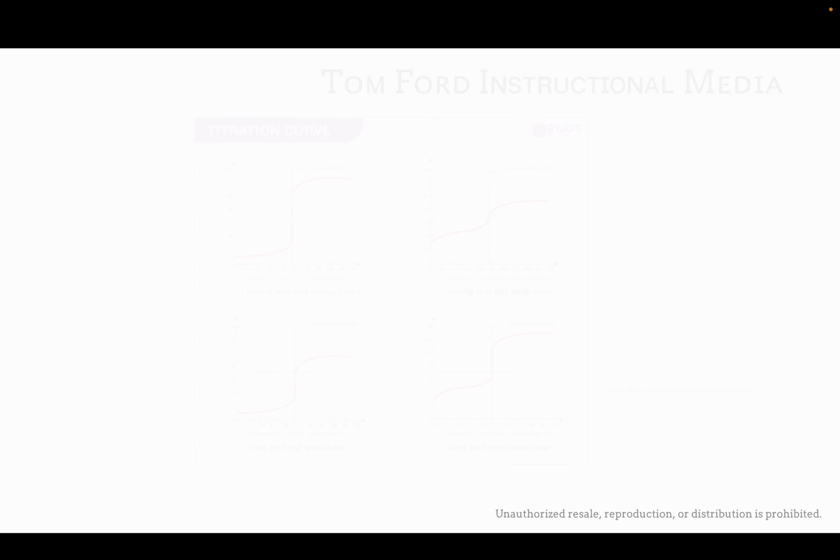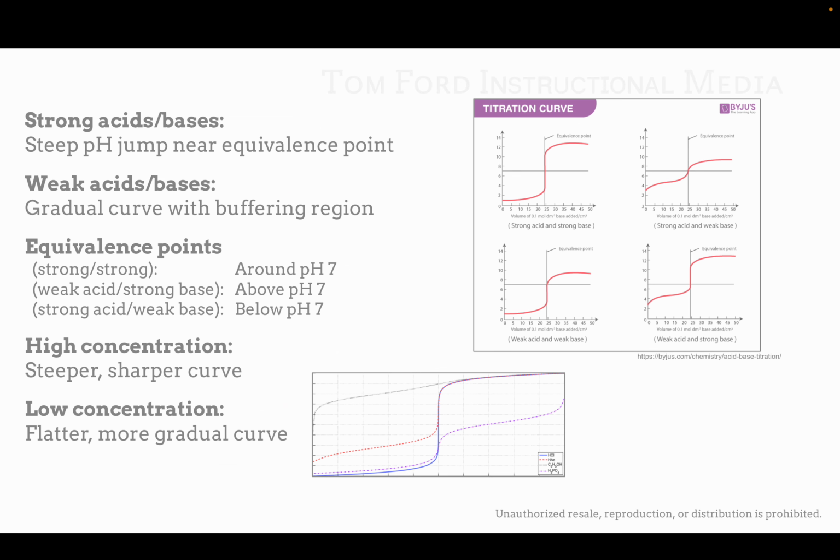The pH at equivalence points also varies. It's around 7, like I said, for strong acid, strong base titrations, above 7 for weak acid, strong base titrations, and below 7 for strong acid, weak base titrations. Concentrated solutions make pH changes more dramatic, while dilute ones stretch out the curves and flatten the slope.